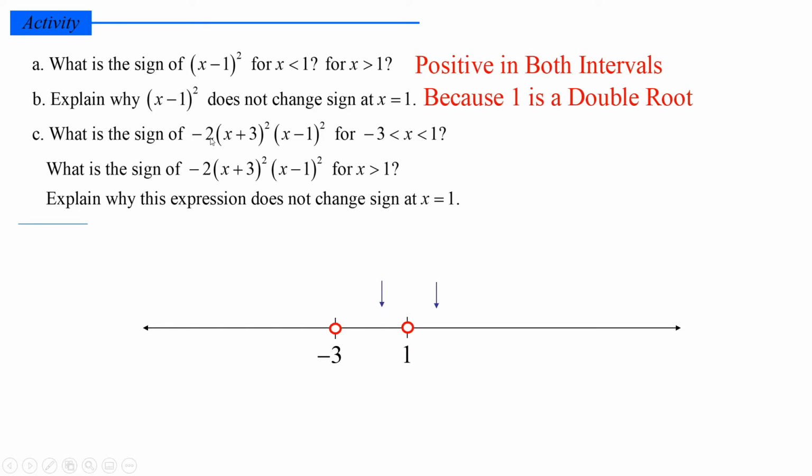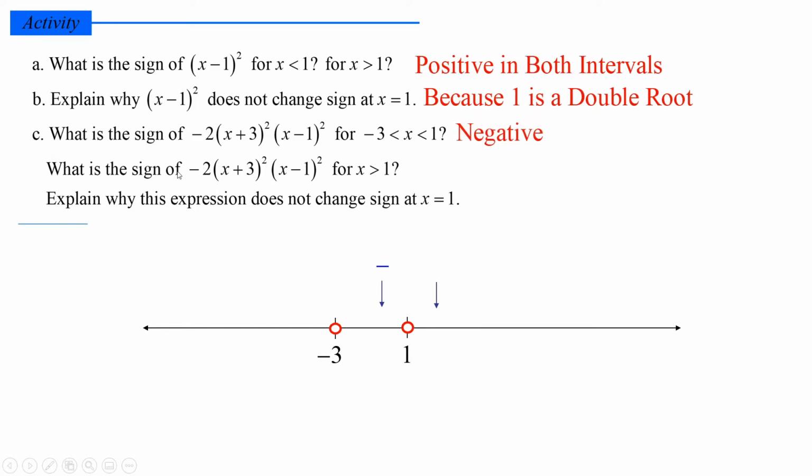All right, and plug it into my factors. So I'm negative, I'm positive, and I'm positive. What is a negative times a positive times a positive? That'd be negative. So I'm now negative right there. So there we go. If I'm negative in this interval, what is the sign of -2 times x plus 3 squared times x minus 1 squared for -3 is less than x and x is less than 1? We're negative. My sign graph shows me that right there.